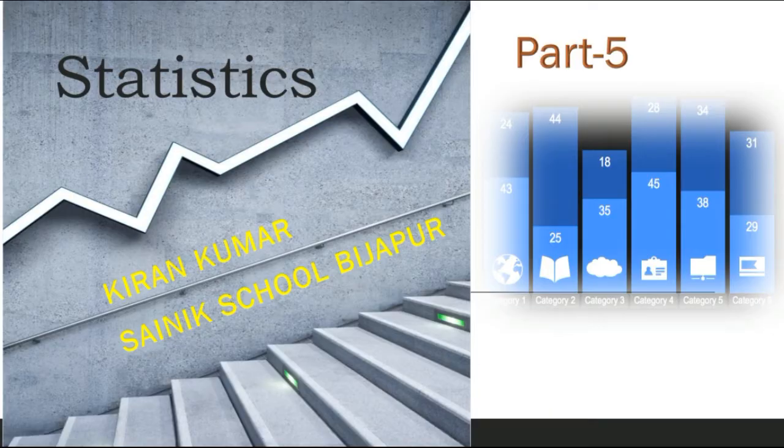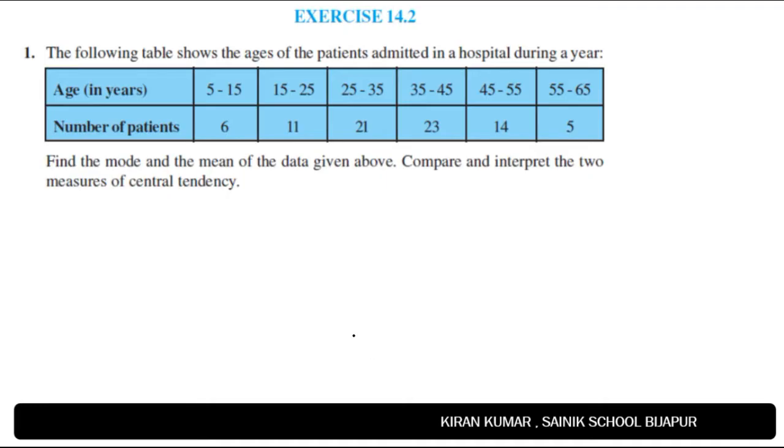And the first question here is, the following table shows the ages of patients admitted in a hospital during a year. The age groups are given as class interval and the number of patients are the frequencies. Find the mode and the mean of this given data. Compare and interpret the two measures of central tendency.